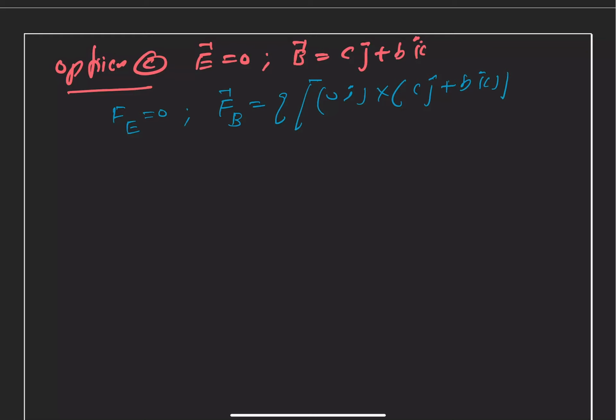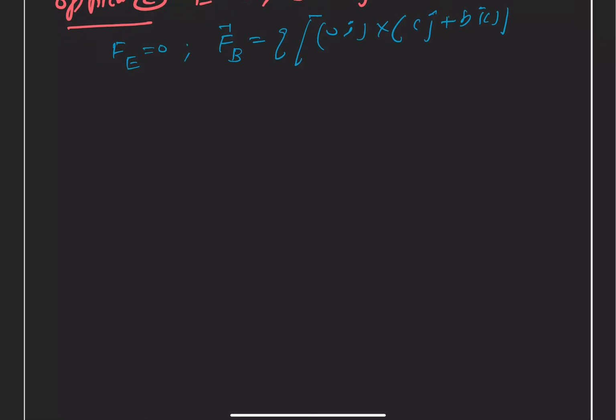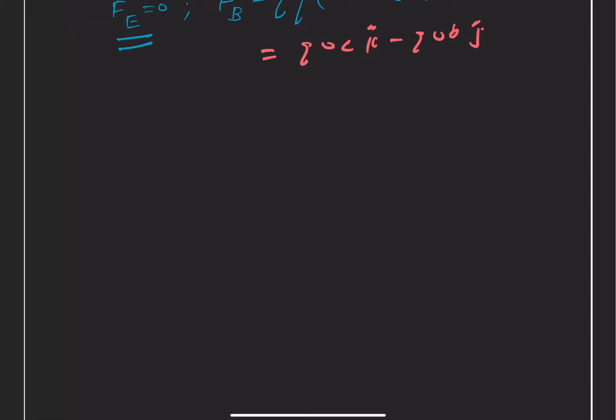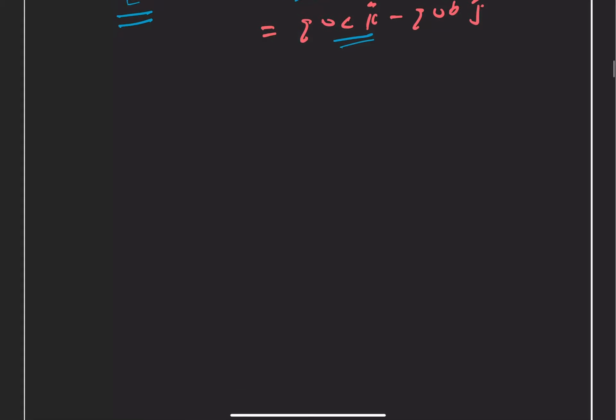and this gives us QVC k unit vector minus QVB j. It means in this question the electric field is 0 and the force also consists of a k unit vector. So we can say that force has k unit vector component. Therefore the particle will leave the xy plane.